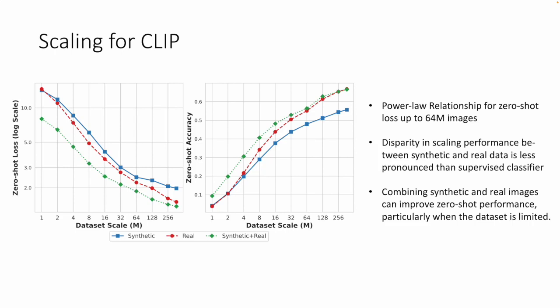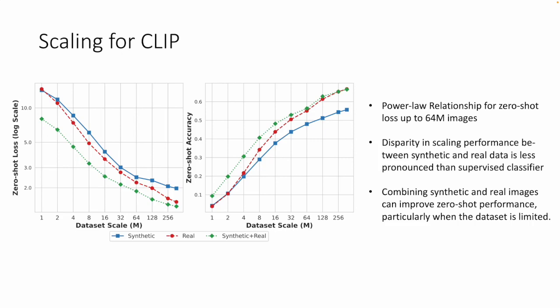And here, we investigate the scaling behavior of synthetic data in CLIP training using LAION-400M, and show the zero-shot classification performance on ImageNet here. We evaluate the scaling behavior using only synthetic images, or using only real images, or using a combination of both synthetic and real images. And for all 3 scenarios, zero-shot classification loss adheres to the power law relationship when the data amount is under around 64 million.